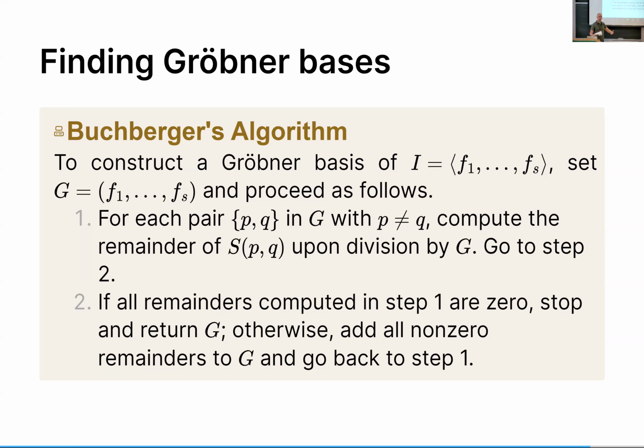You have more pairs to compute. You compute S polynomials again. You divide. If all the remainders are 0, then you're done. Otherwise, you're going to have more remainders to throw in. And then this could keep going for a while. But eventually, this will stop and it will give you a Gröbner basis.